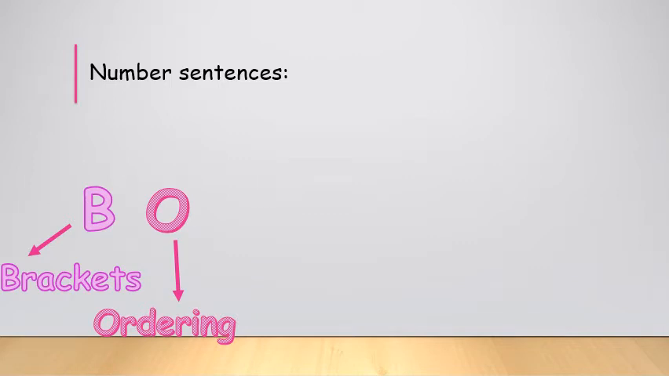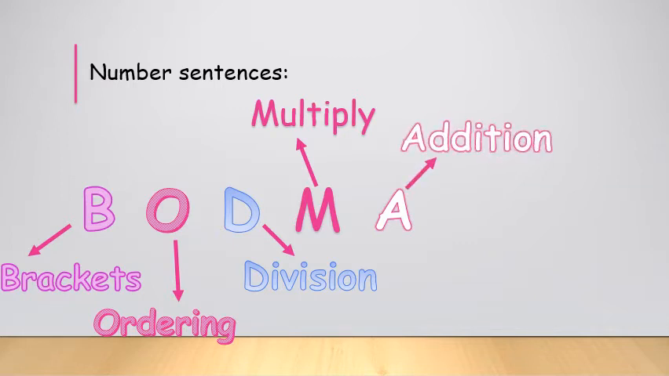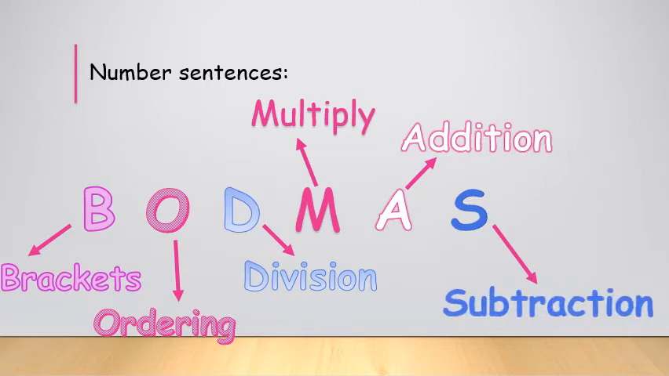So the order that it must be done is first our D for division, then it is our M, and that is for multiplication or to multiply. Then it is our A, and it is for addition. And then our last one is the S, and that stands for subtraction. Okay, so in every number sentence, if there is brackets, we need to do them first.